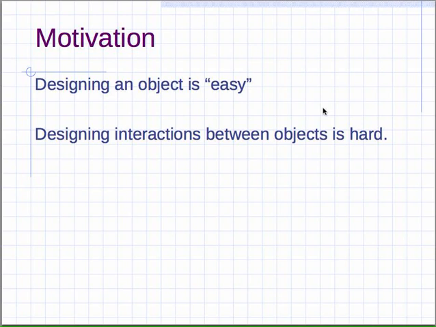So the motivation for looking at design patterns is that it's actually kind of a hard problem to set up a whole bunch of interacting classes. When you design a single object, well, that's pretty easy. You probably know from designing objects that you can design good objects and bad objects. There are good designs and bad designs. But a single object is comparatively easy.